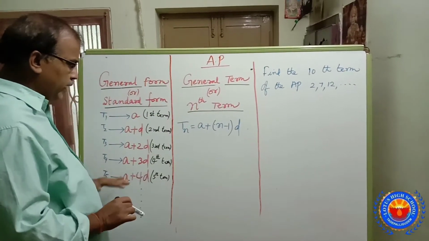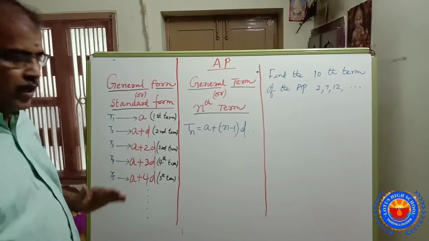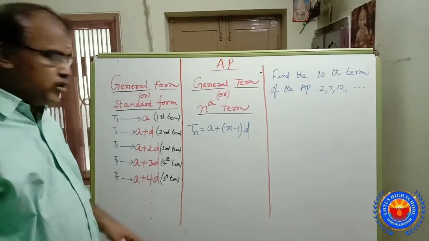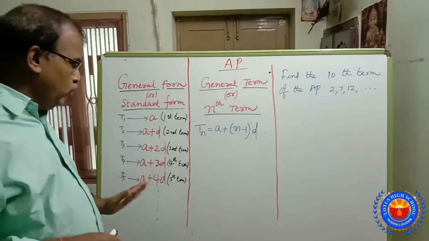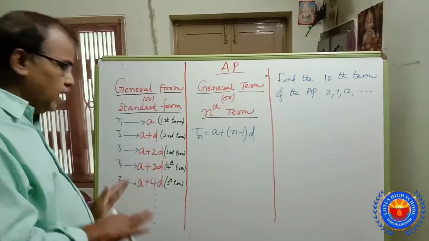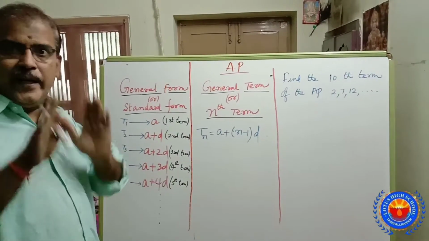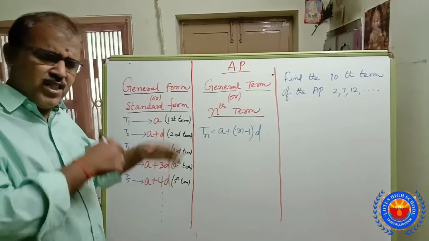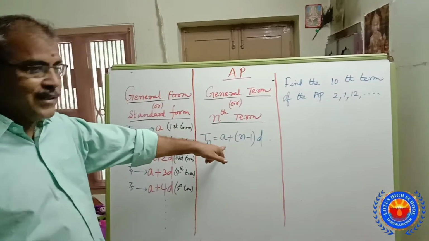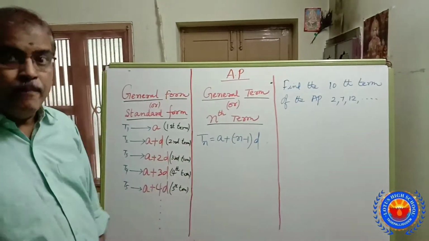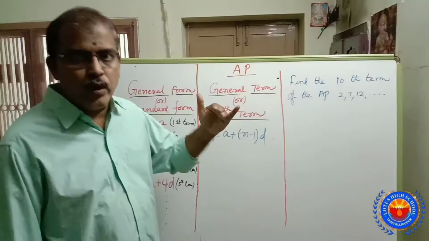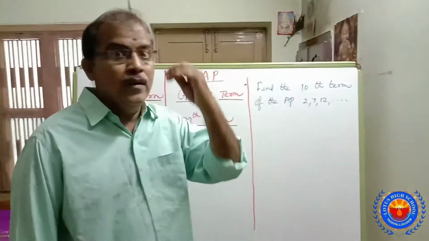These are very important. First term, a. Second term, a plus d. Third term, a plus 2d. Fourth term, a plus 3d. Fifth term, a plus 4d. Sixth term, a plus 5d. Seventh term, a plus 6d. These are separate formulas, and this is the nth term formula, from which we got Tn is equal to a plus n minus 1 into d.